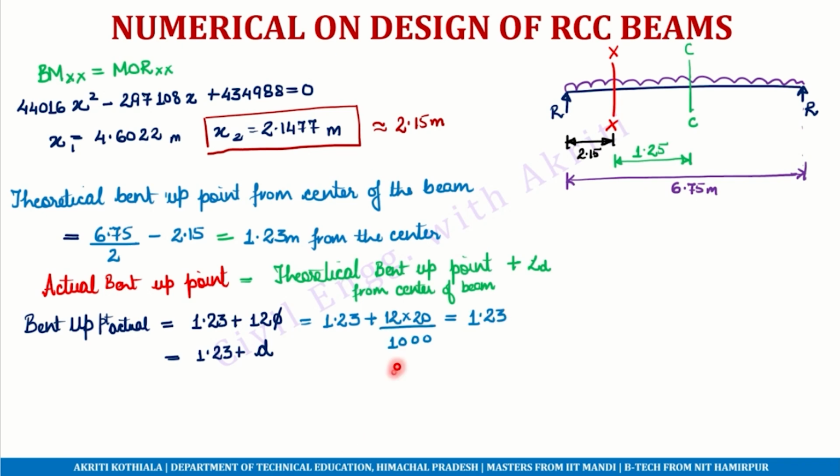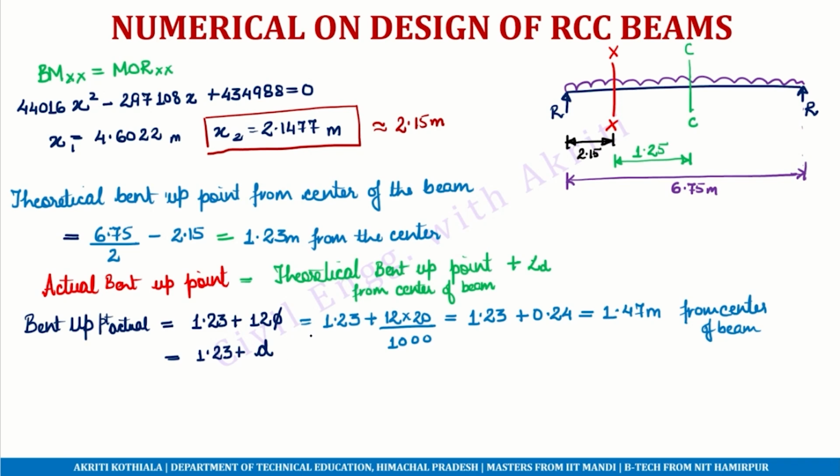I'm sorry, this will be divided by 1000 because 20 is in mm and this is in meters. So we have to convert this entire thing into meters. So this calculates to be equal to 1.23 plus 0.24 meters. This sums to be 1.47 from the center of the beam.